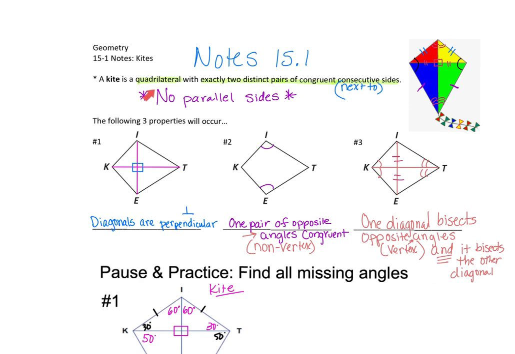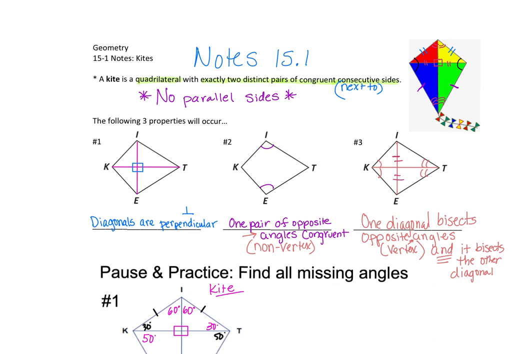A kite's a quadrilateral with exactly two distinct pairs of congruent consecutive sides. Consecutive means next to each other. It has no parallel sides. So as you look at this kite here, you have two sets of congruent sides next to each other. This one, this one, this one, and that one.